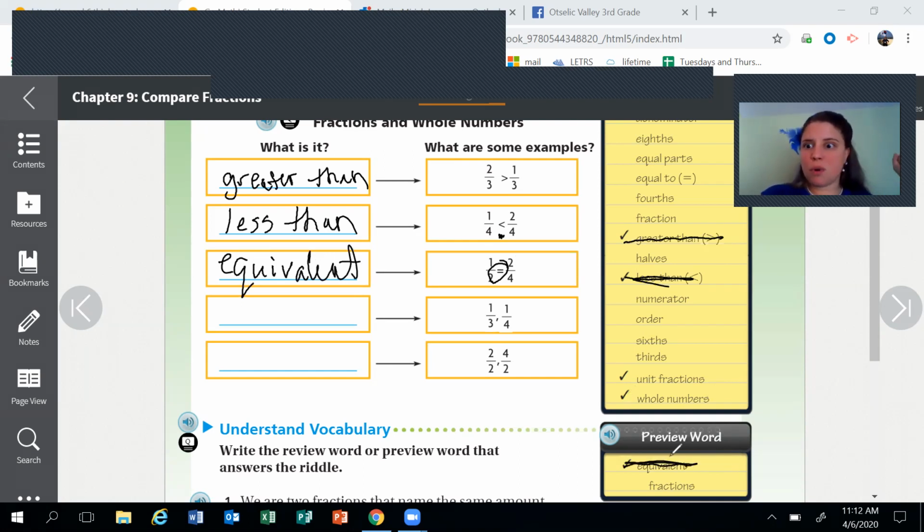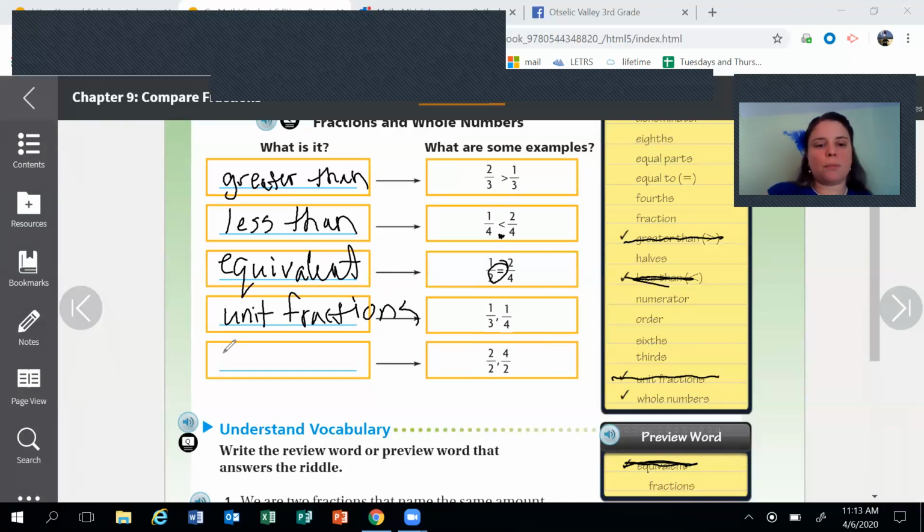All right, we only got 2 more words to go. So this one is 1/3 and 1/4. Hey, those both have 1s on top. So those ones are unit fractions. All right, so the last one, 2 over 2 and 4 over 2 must be whole numbers.